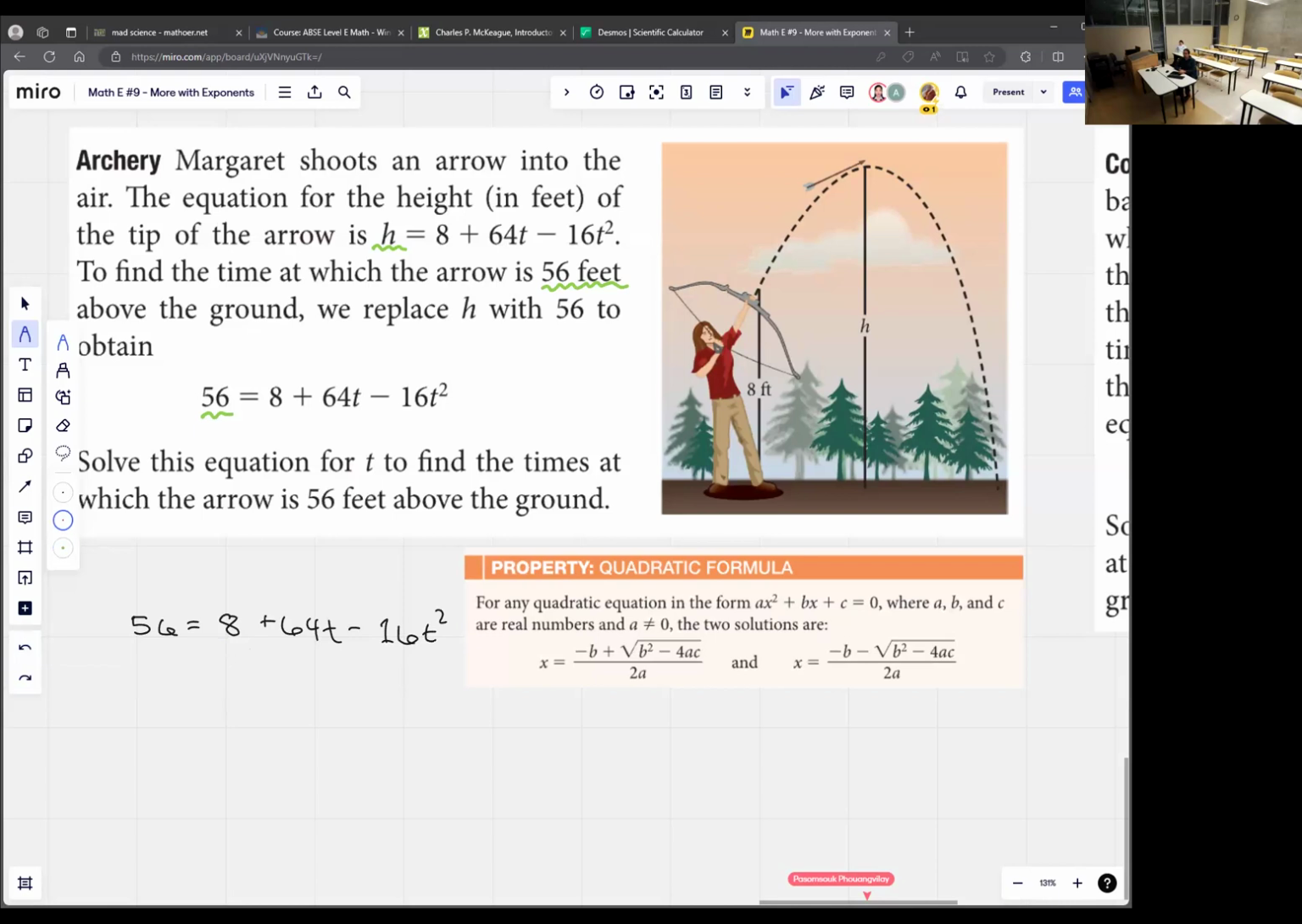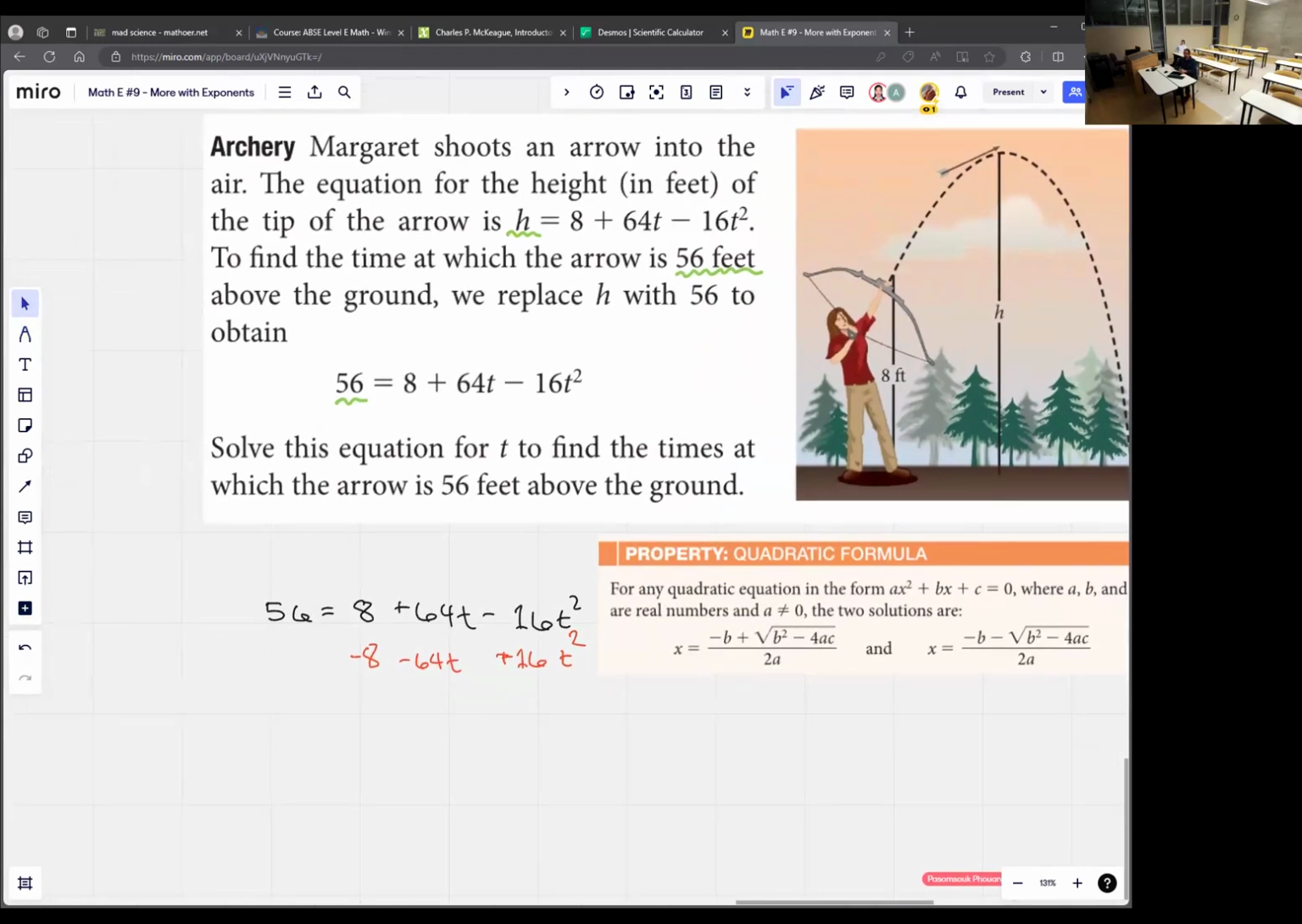But I'm going to do a plus 16t squared and a minus 64t and a minus 8. So that gives me on this side, the t squared becomes positive. That makes me happy. The middle term is negative, but in this case, at least one thing has to be negative. And then 56 minus 8 is a positive 48. And I get 0. Everyone okay with that first step of getting all the stuff on one side so the 0 is by itself?